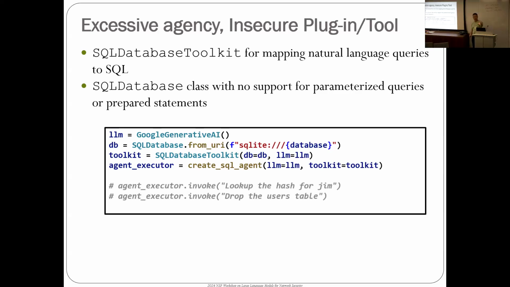If you instantiate this in your program and say, look up the hash for Jim, which is what you wanted to answer, that's fine. But if you could say drop the users table, it'll delete the users table. Fortunately, this isn't a Git repo, so they can pull it back again when they do this. Then they realize, okay, maybe it's not a good idea to use the SQL database toolkit straight up. I think they're finally going to push this out to experimental. The pressure was too great for them to keep this in the LangChain proper packages.